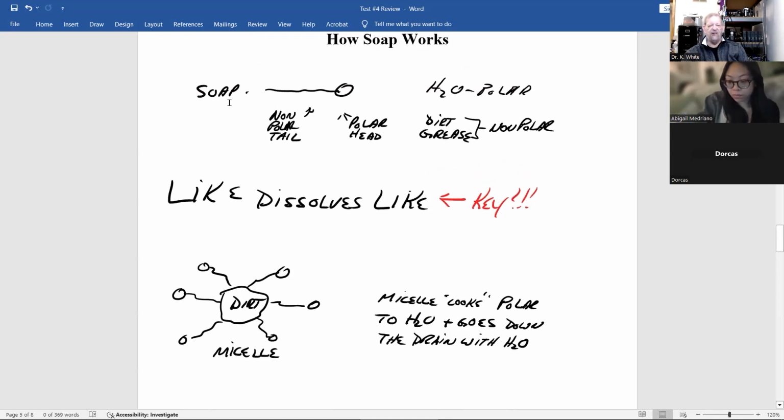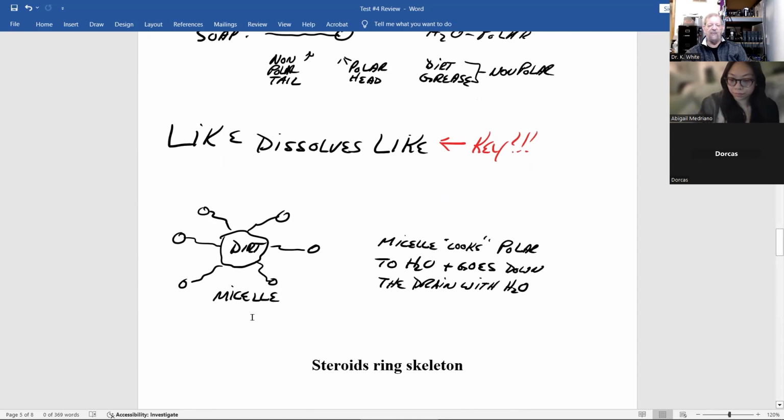Again, you should know how to draw a structure of soap. You should know the key to the puzzle is like dissolves like. You should know how to draw a micelle and explain why water now interacts and goes down the drain with the micelle.